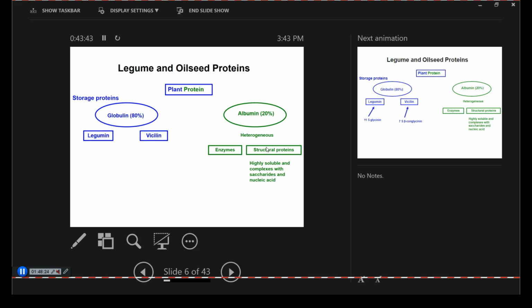So globulins have two main subunits or families. You have the legumin family and the vicilin family. The legumin is also known as 11S, and vicilin is 7S. In soybean specifically, the 11S is glycinin and the 7S is beta-conglycinin. But in pea protein, for example, it's not glycinin and beta-conglycinin, they are just referred to as legumin and vicilin.